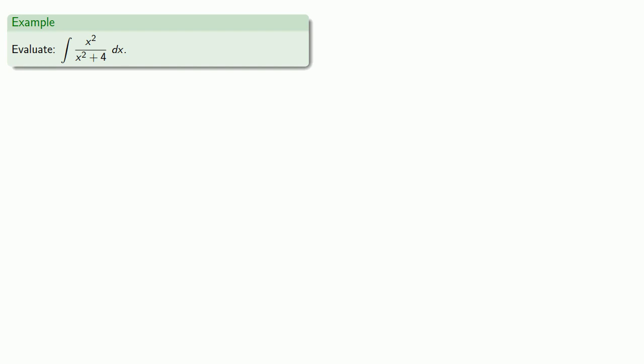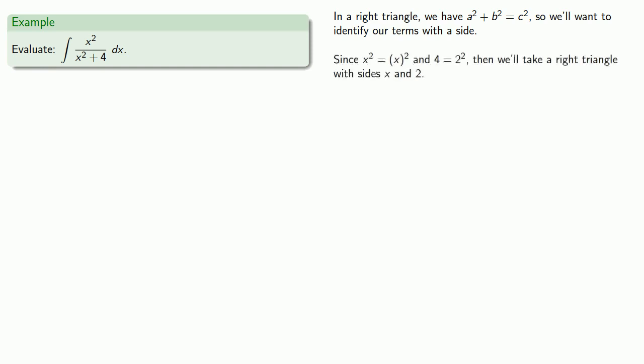The fundamental relationship we have in right triangles is the Pythagorean theorem. In a right triangle, we have a squared plus b squared equals c squared, where a, b, and c are the lengths of the sides, and we'll want to identify our terms with the side of a triangle. And we might note that x squared is x squared, and 4 is 2 squared, so we'll take a right triangle with sides x and 2.